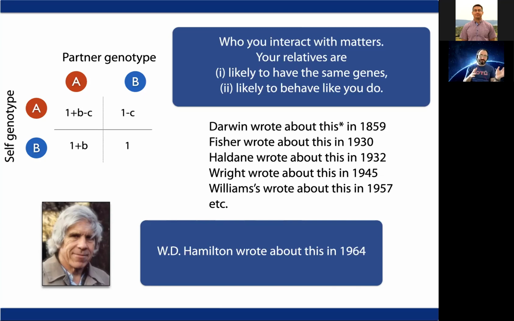But if you actually look at the history of this, the same idea can be found in Darwin even, in the Origin of Species. Certainly Fisher talked about this verbally. Haldane talked about this. Sewall Wright talked about this. Williams talked about this. They have a paper in 1957 that works out a special model for the evolution of altruism. But we tend to attribute this idea to Hamilton because Hamilton showed this in fairly explicit and general mathematical detail from population genetics in his paper in 1964.